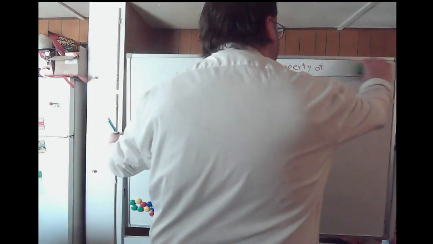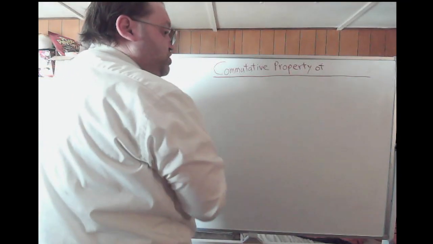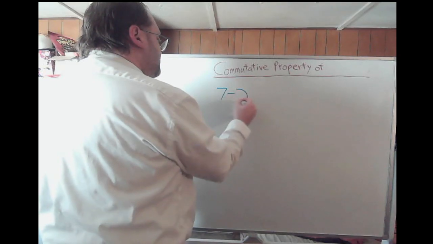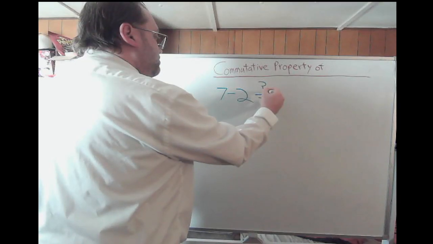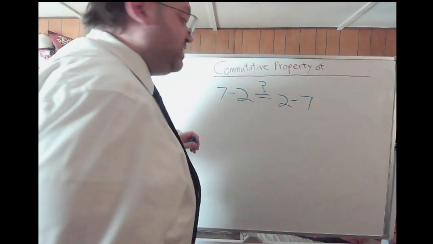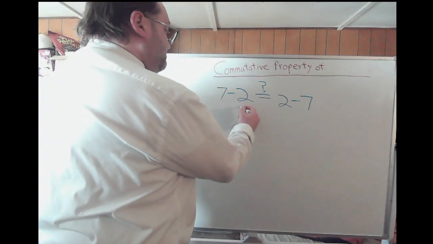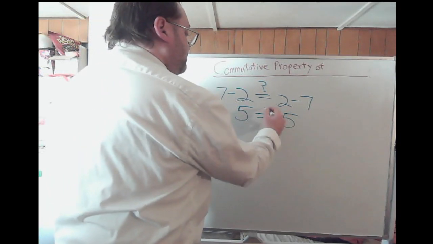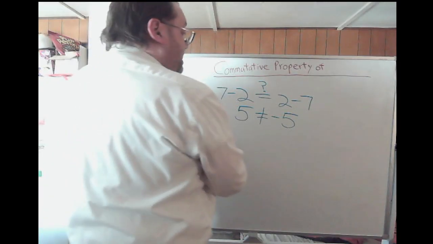Now, a big question that's asked is, can you do it with subtraction? Let's say you have 7 minus 2, right? Is that equal to 2 minus 7? Because if we were to do the commutative property of subtraction, if there was such a thing, then 7 minus 2 would equal 2 minus 7, which would have to mean that 5 would have to equal negative 5, which we know is not true. So there is no commutative property of subtraction.